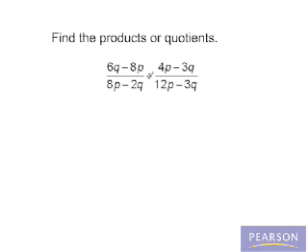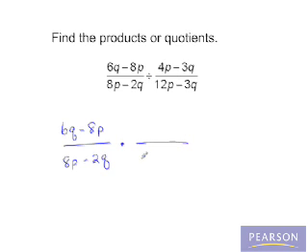Recall that when dividing by a fraction, it's the same thing as multiplying by its reciprocal. So the first fraction will stay as is. We have (6q minus 8p) over (8p minus 2q). We're going to change the division symbol to multiplication, and take the reciprocal of the second fraction, so the denominator becomes the numerator. So it gives us 12p minus 3q on top, and 4p minus 3q now goes as the denominator.